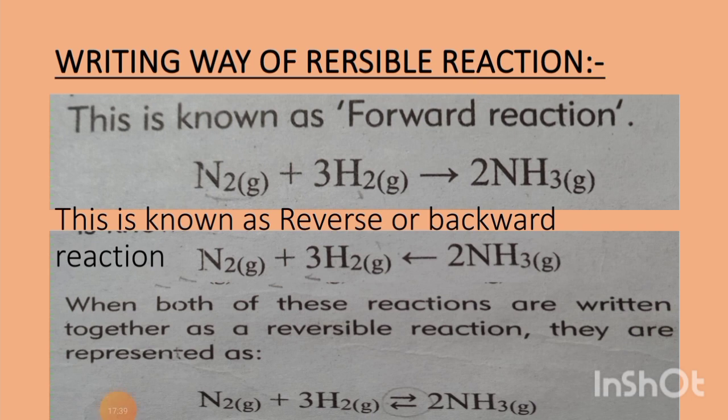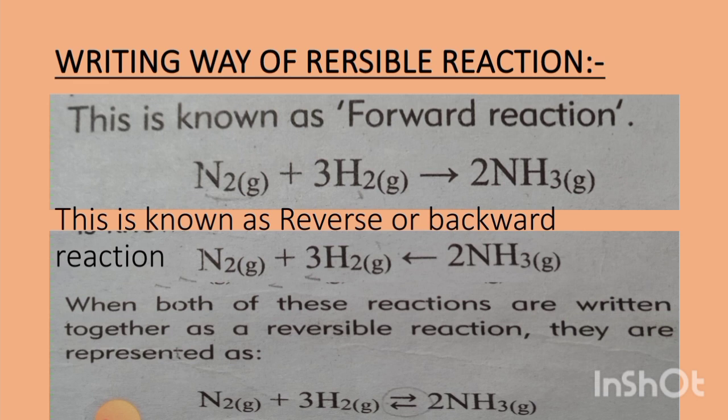First of all we will write the forward reaction. In the forward reaction you have to write the formation of the product. For example, in this reaction nitrogen gas is reacting with hydrogen gas and forming ammonia gas. So this is the forward reaction, in which you have to notice the shape of the arrow, the arrowhead. Where the arrowhead is standing, you can see where the product is forming. So here you have to show the arrowhead.